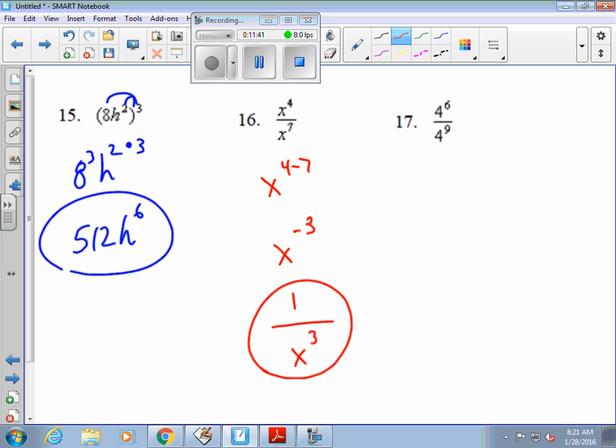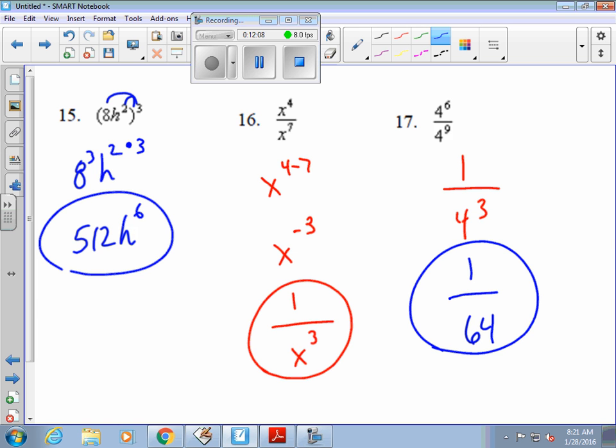You know that you're going to subtract them. You know that 9 is a bigger number than 6. So you subtract 9 minus 6 and you get 3. And you put that number down there where the bigger number is. So that's 1 over 4 to the third. You can look at your chart. 1 over 4 to the third is 1 over 64.